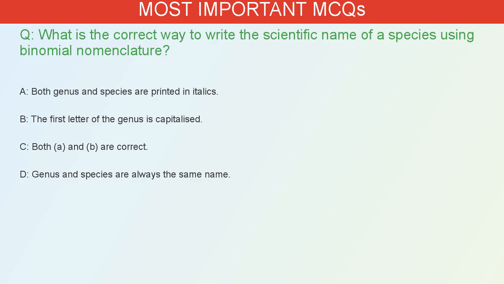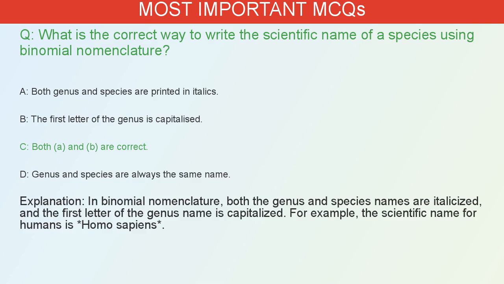What is the correct way to write the scientific name of a species using binomial nomenclature? A. Both genus and species are printed in italics. B. The first letter of the genus is capitalized. C. Both A and B are correct. D. Genus and species are always the same name. The correct answer is C. In binomial nomenclature, both the genus and species names are italicized, and the first letter of the genus name is capitalized. For example, the scientific name for humans is Homo sapiens.